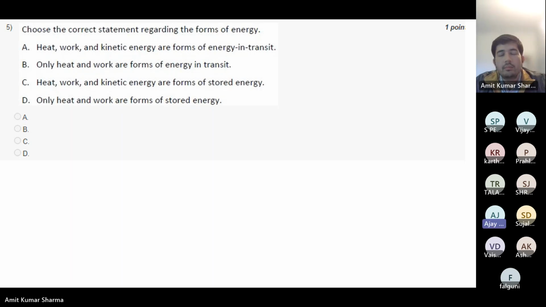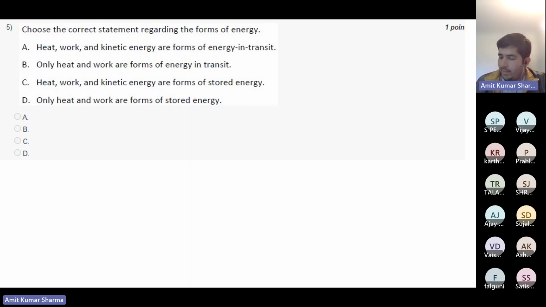Energy in transit means that the energy can be transferred beyond the boundaries of the system itself, sir. So, for example, only heat and work can be transferred between boundaries of a system, sir, whereas kinetic and potential energy can't really be transferred between the boundaries of a system, sir. It can only be within the system. We can say it as the internal energy of the system.